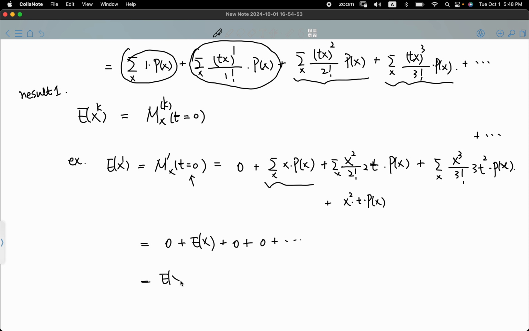And then you will end up with the first moment here. Okay, so that is the intuition, or more of a demonstration, on why this function works. By taking two procedures, one is taking the kth order derivative, and the second step is to set t equal to 0, you will end up with the corresponding moments that you want. Okay, any question up to this point?